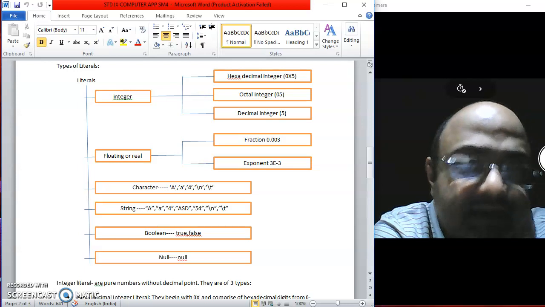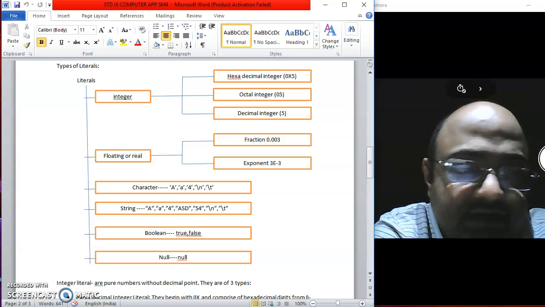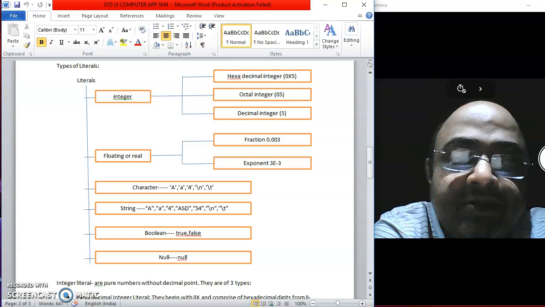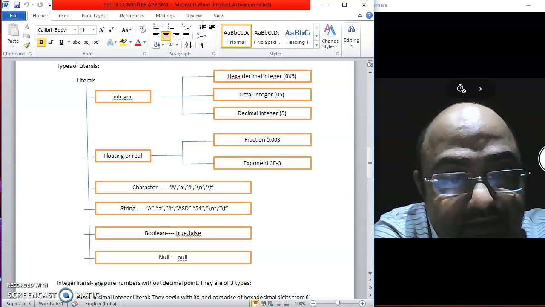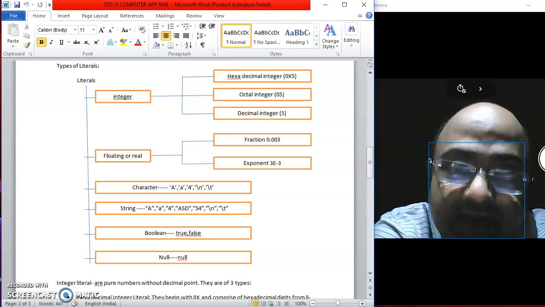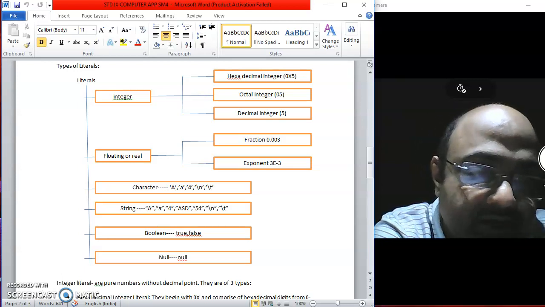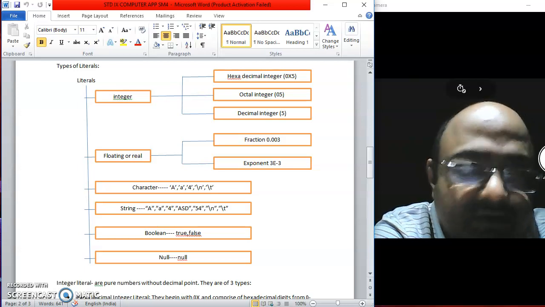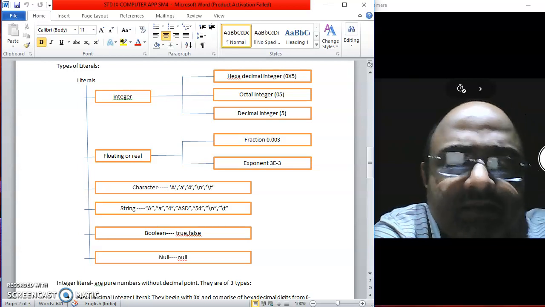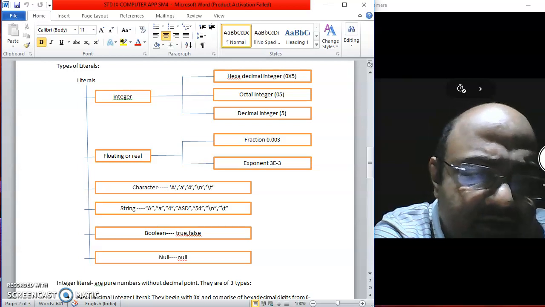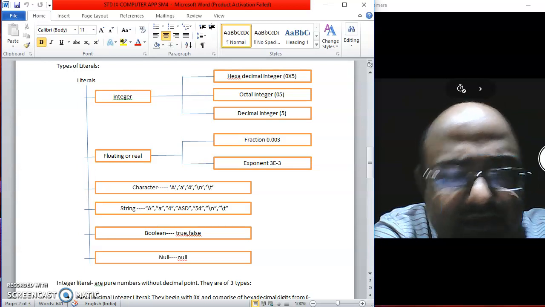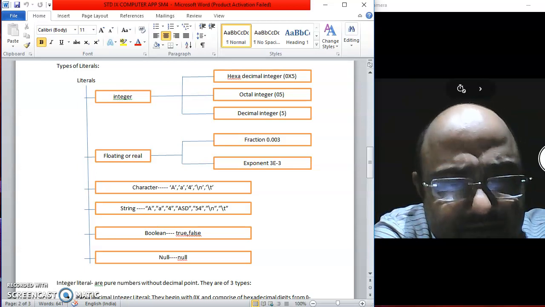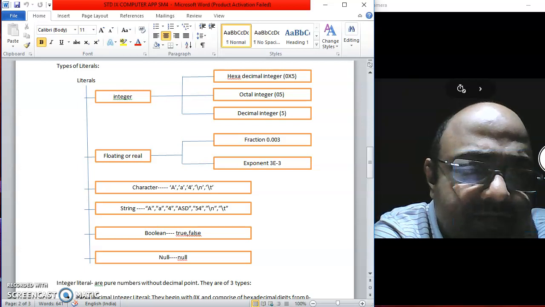So what are hexadecimal integer literals? Hexadecimal integer literals are those numbers which are without decimal point. Point number 1. Point number 2, they consist of hexadecimal digits from 0 to 9 and A to F, and they must begin with 0x. Now what is the story of 0x, I am going to discuss a bit later. Next comes octal integer literals. In the same way, octal integers are those integers which contain octal digits, that is from 0 to 7, and they begin with 0. Again, the 0 we are going to discuss sometime later.